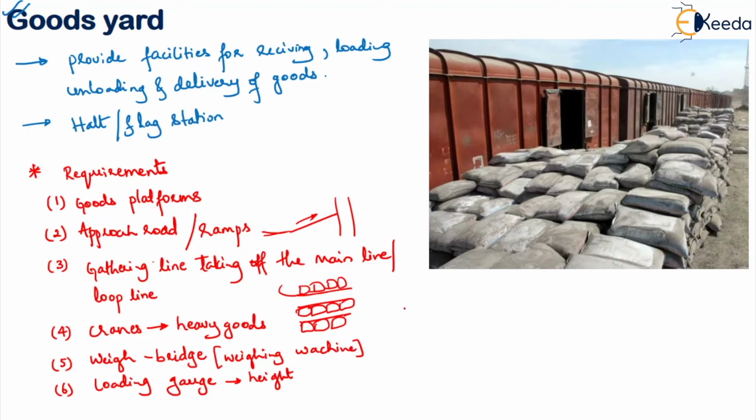As well as a booking office should be there, right? The booking office is also important, because we have to book goods, from which place we want to send to where we want to send. So for that reason a booking office should be there. And lastly, a sufficient number of godowns should also be there, so that your goods are stored. So these are the requirements of your goods yard.